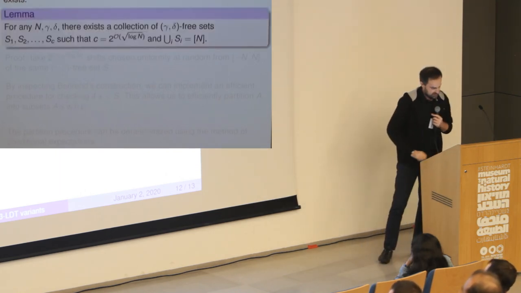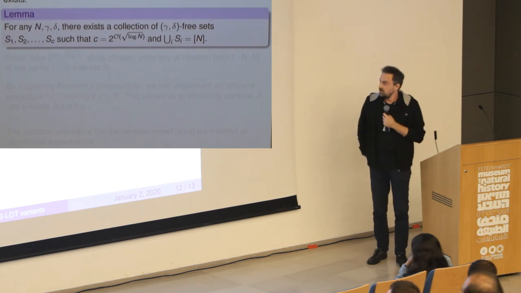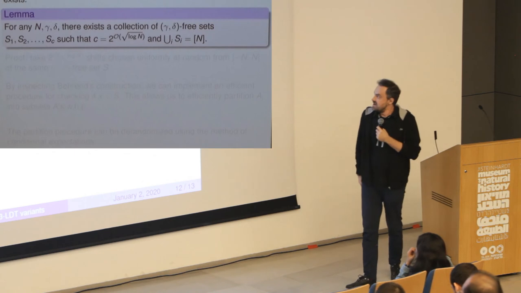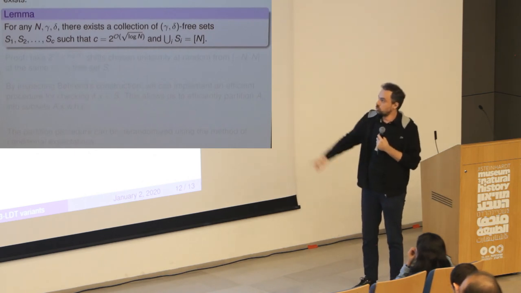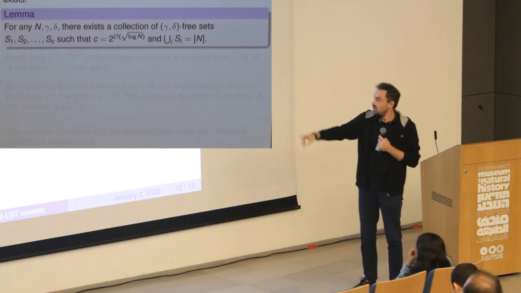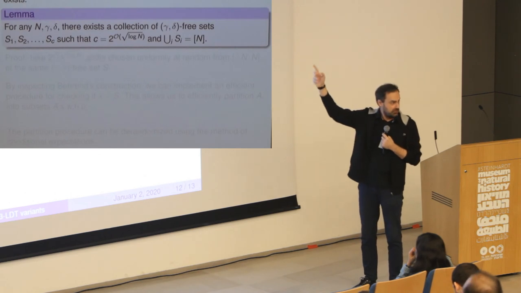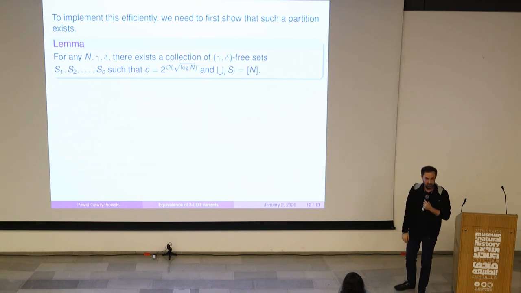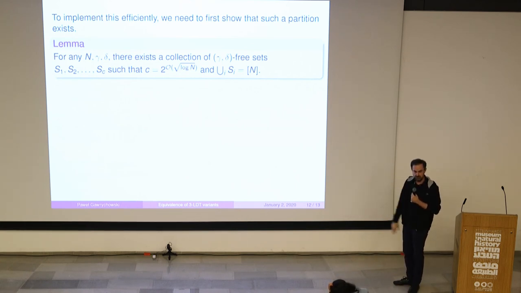So my claim is that for any linear combination gamma and delta and for a universe n, I can find a collection of not too many sets that are nice. So they avoid this particular linear combination and they cover the whole universe. Okay, so my claim is that I can cover the whole universe using not too many sets.